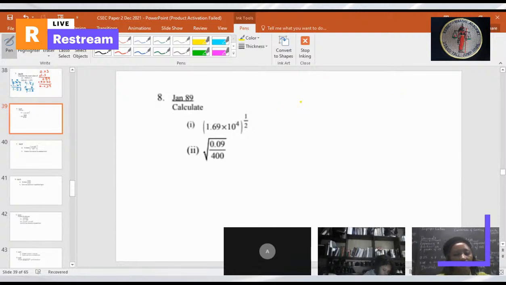Okay, so it says calculate, oh wait, bracket 1.69 times 10 to the fourth power, close bracket, to the power of a half, right? Yeah. Okay. Miss, it would be 130, because the 1.69 times 10 to the fourth power, miss, that is 16,900.